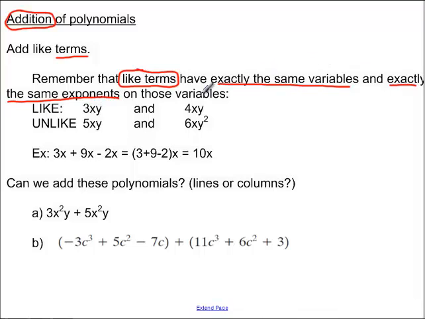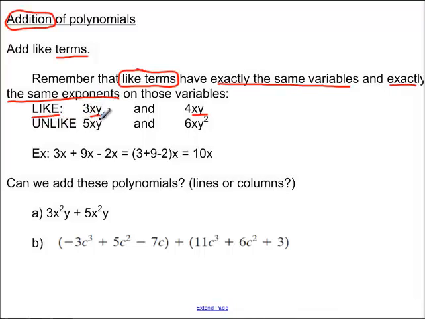Like terms have exactly the same variables, exactly the same exponents. This has an x and there's an x. This has a y, there's a y. X to the first, x to the first, y to the first, y to the first. These have exactly the same variables and exactly the same exponents on those variables, so they are like terms and we could add them up.